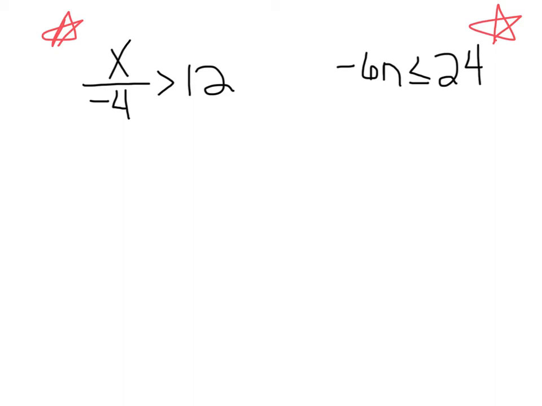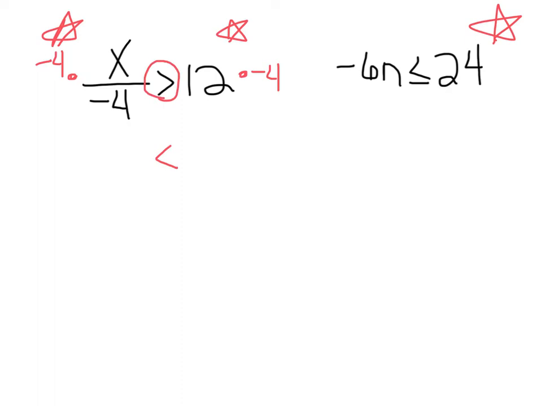Again, we are going to do the same thing. We're going to multiply this by negative 4 because that is the inverse operation. So then we multiply the other side by negative 4 as well. Now here it comes. Here's the big change. When you multiply or divide through an inequality by a negative, that means this symbol must change directions. Okay, that's the big difference.